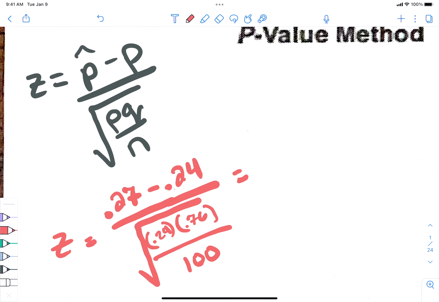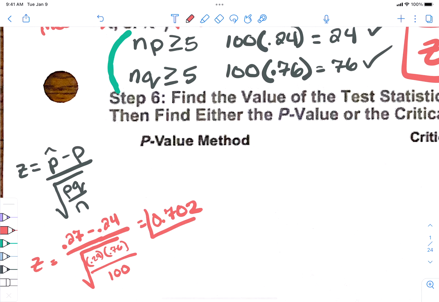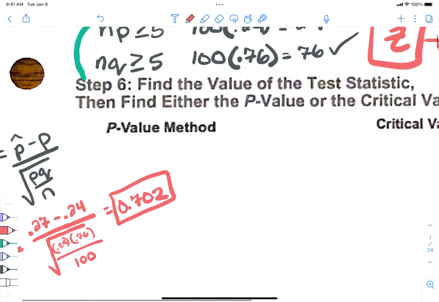0.702. Really? I don't think that's right. Is it 0.702? Okay. All right. Good.